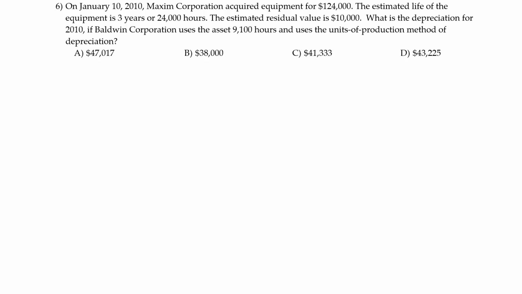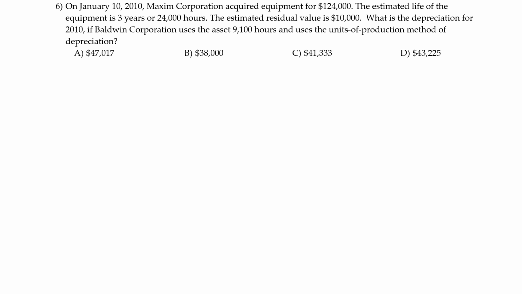All right, let's look at this depreciation expense question. January 10, the company acquires equipment for $124,000. It has an estimated useful life of 3 years or 24,000 hours, and its residual value is $10,000. Of course, we need that information depending on how it's going to be depreciated. So if we use the unit of production method, let's figure out depreciation expense.